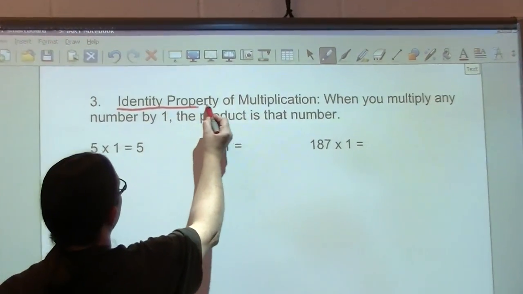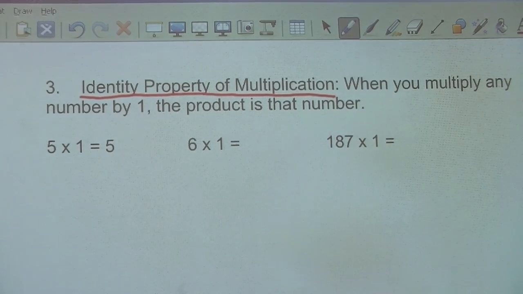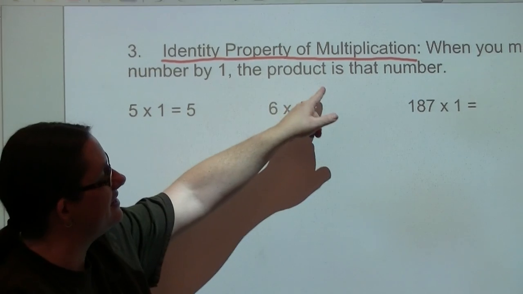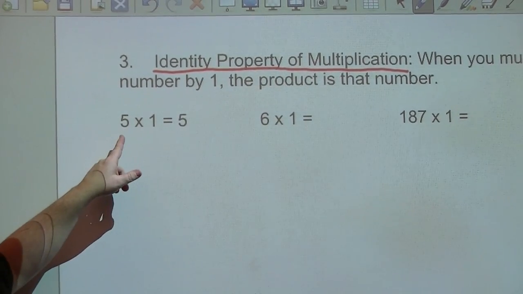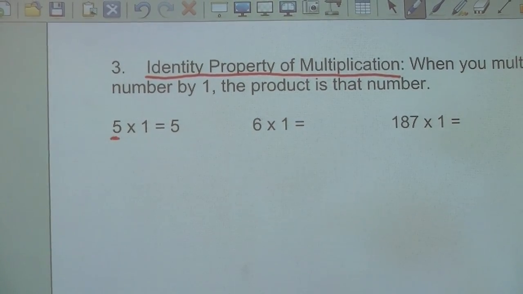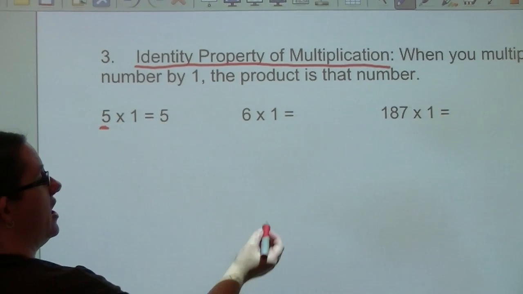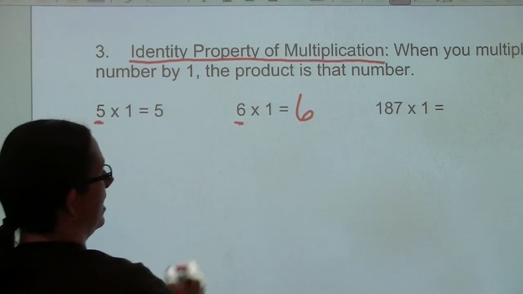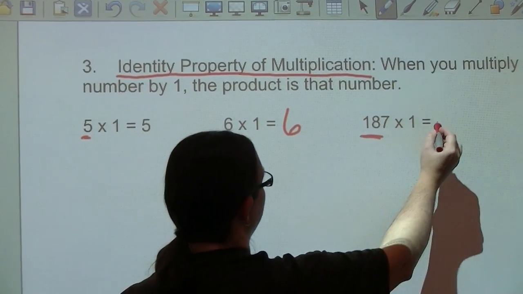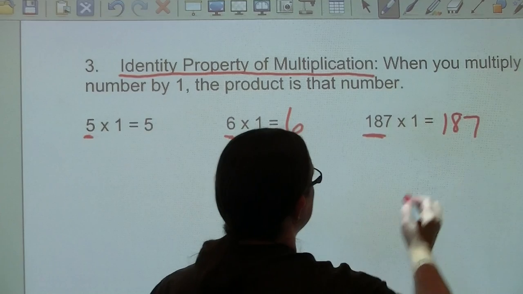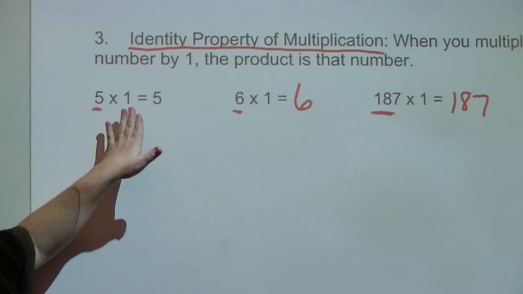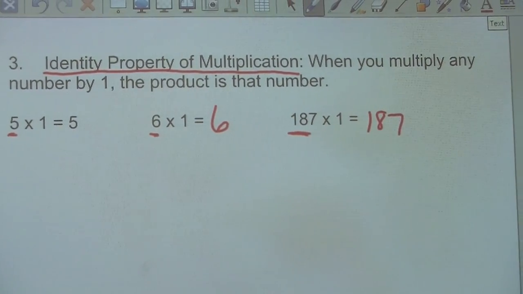The identity property of multiplication states that when you multiply any number, doesn't matter what number it is, by 1, the product is that number. So here we see 5 times 1 is going to equal that number. Whatever number times 1, that's going to be your answer. 6 times 1 is going to give me what? That number is going to be my answer. So 6. 187 times 1 is going to be that number, which is 187. So this one's pretty cut and dry, simple to remember. Anytime you multiply anything by 1, you will get that number.